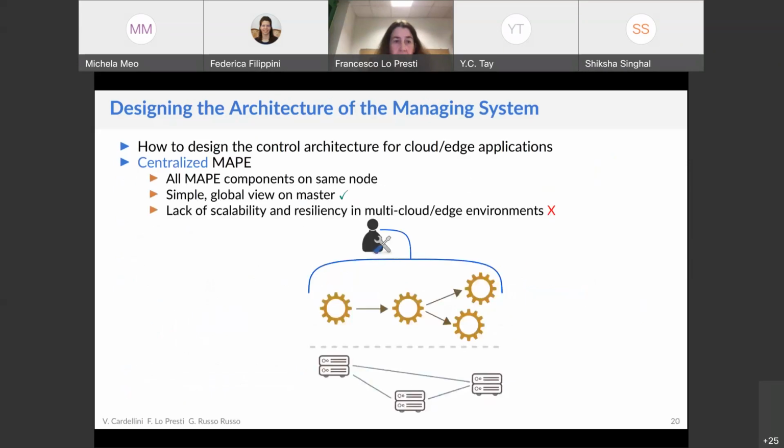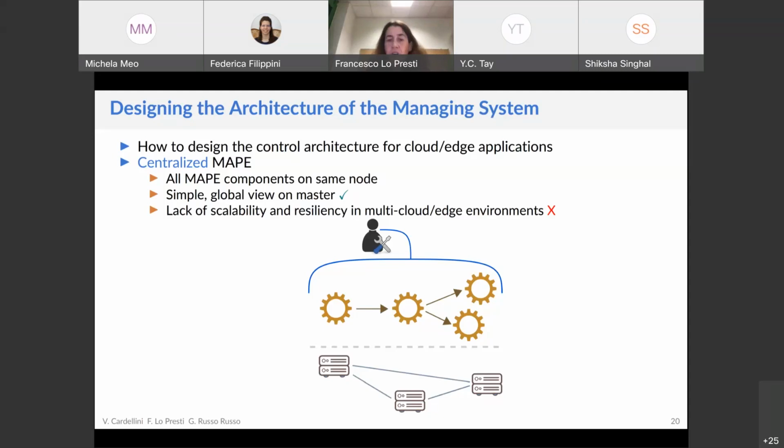Let's now consider how we can design the architecture of the managing system. And in particular, let's consider how we can distribute the different phases of the MAPE reference architecture among the components of the controller system. Of course, the first solution that we can consider is to have a centralized MAPE where all MAPE components are on the same node.